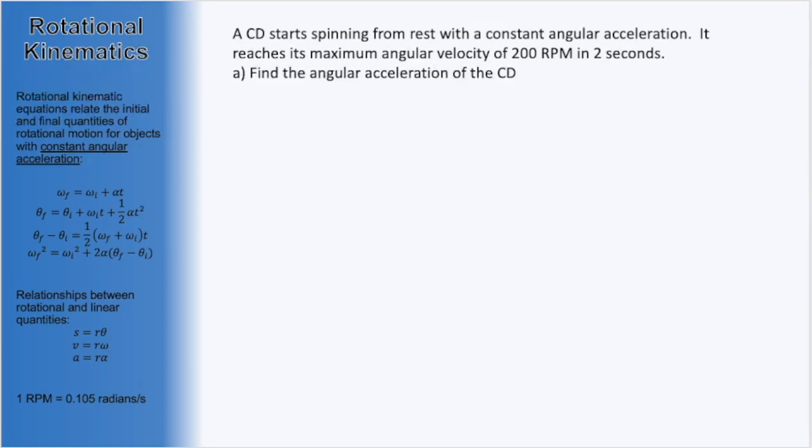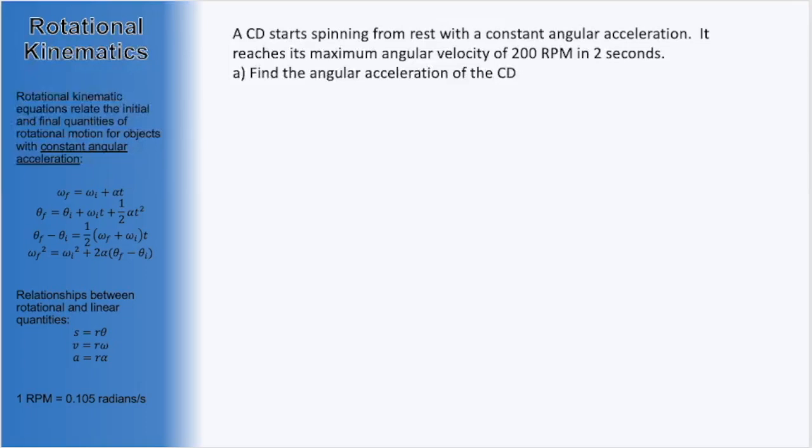Our sample here says a CD starts spinning from rest with a constant angular acceleration. It reaches its maximum angular velocity of 200 rpm in 2 seconds. Part A asks us to find the angular acceleration of this CD.